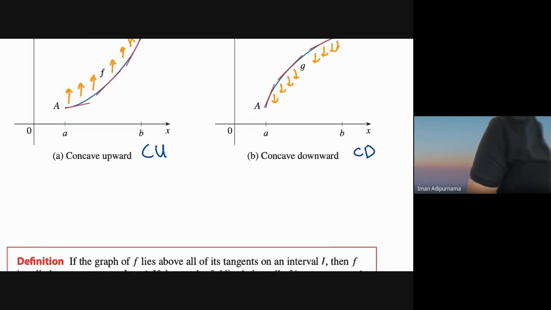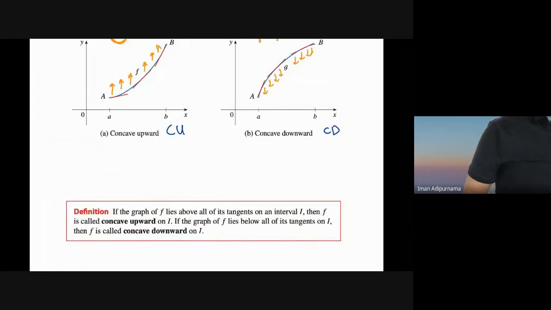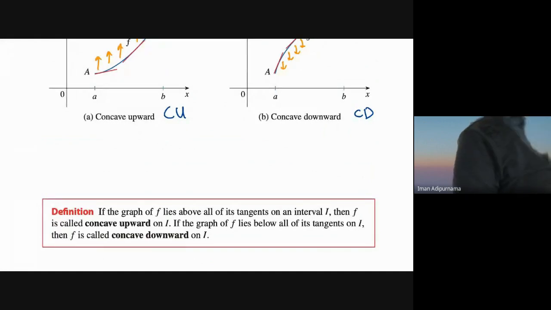Okay, so if we have this, this means if the graph of f lies above all of its tangents on an interval, then f is called concave upward. If the graph lies below all of its tangents, then f is called concave downward.